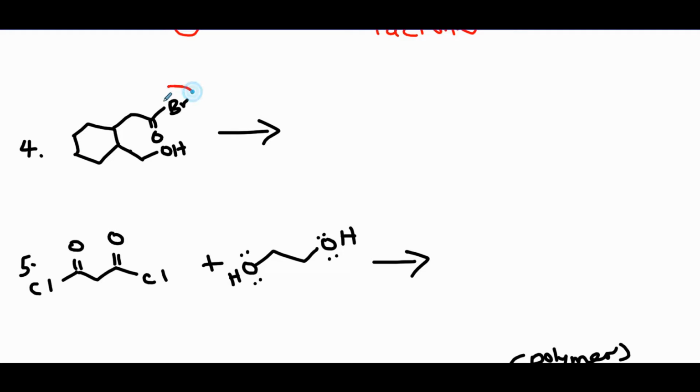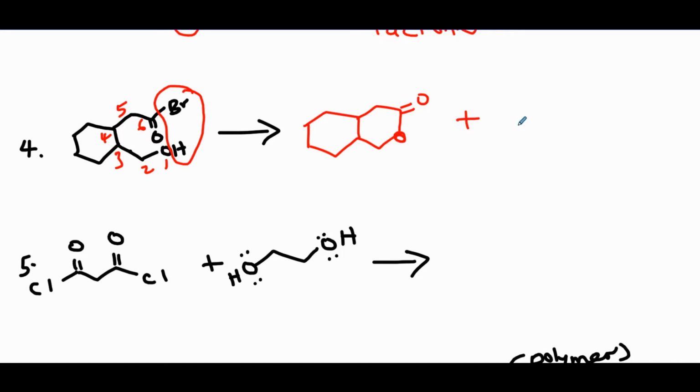Same thing here. You lose the Br, you lose the H. This oxygen attacks this carbon. So we have a 6-membered ring, counting from the oxygen: 1, 2, 3, 4, 5, 6. Bicyclic structure. We have a carbon there, so the carbonyl has to be 1 carbon over, and the oxygen has to be 1 carbon over, right there. The other structure is HBr byproduct.